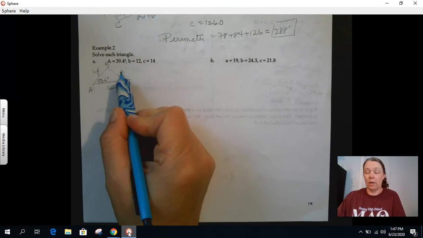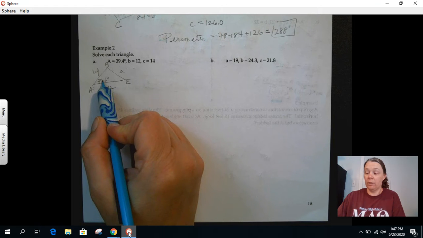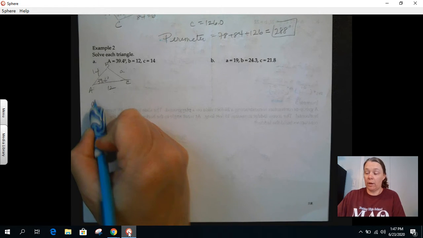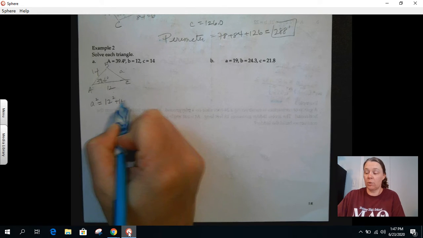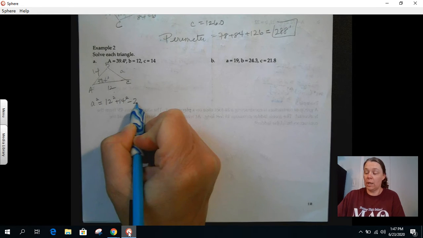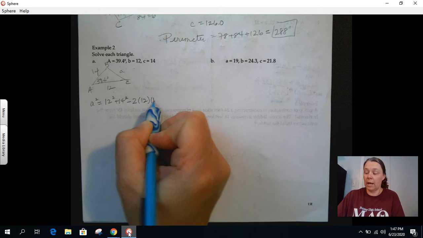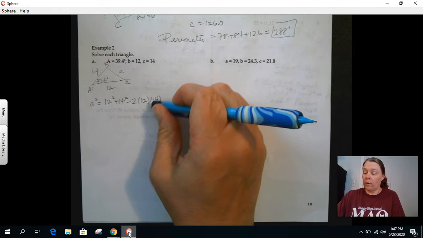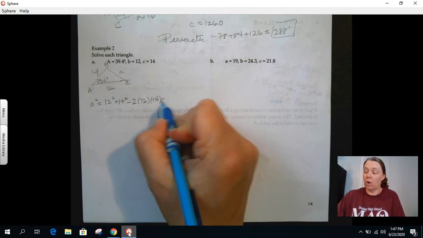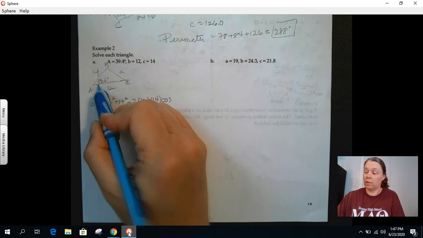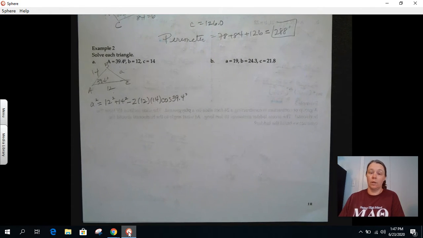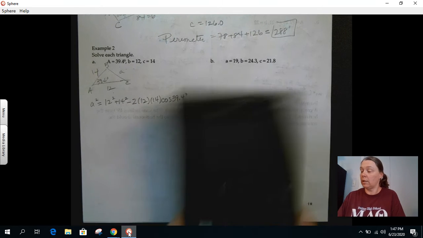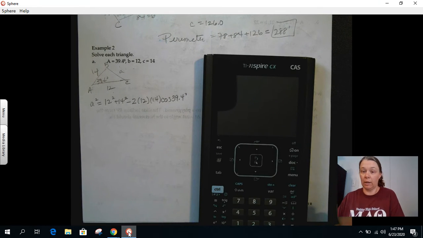Okay, so I'm going to start by finding this side across from my angle. So that's going to be A squared equals my other 2 sides. So 12 squared plus 14 squared, those guys squared, minus 2 times the product of those sides, times the cosine of the angle across. So 39.4 degrees. All right, again, I can just put this whole thing into my calculator.